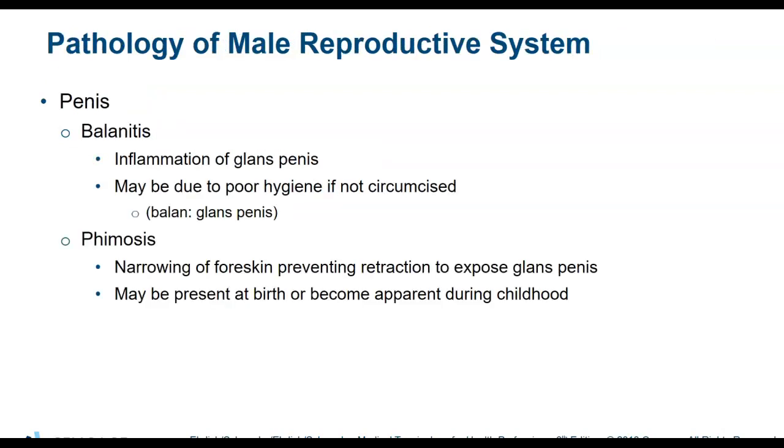Pathology of the male reproductive system. Balanitis is the inflammation of the glans penis, and we talked a little bit about this. This could be due to poor hygiene if the person isn't circumcised. We see this a lot in older males because, again, as people get older, they don't take care of themselves maybe as much as they should, so they can get a very thick white, almost fungus-like infection in there if they're not cleaning the glans penis.